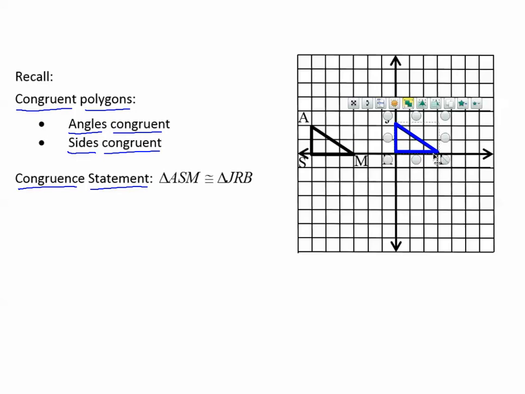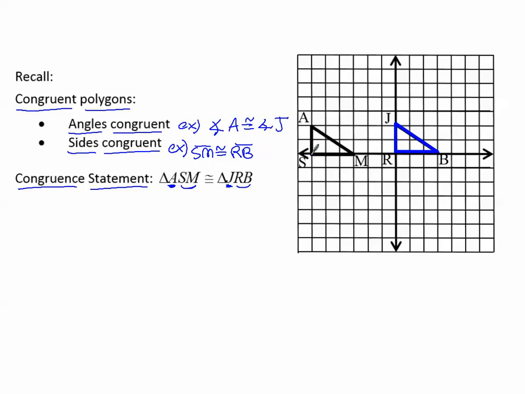The congruence statement helps us tell which parts correspond. For example, angle A is congruent to angle J. The sides can be shown to be congruent by noticing the two letters next to each other in the congruence statement. For example, side SM is congruent to side RB.